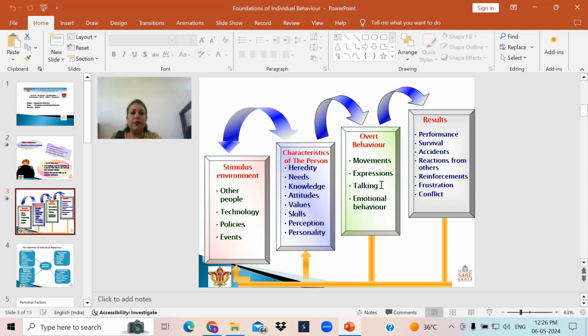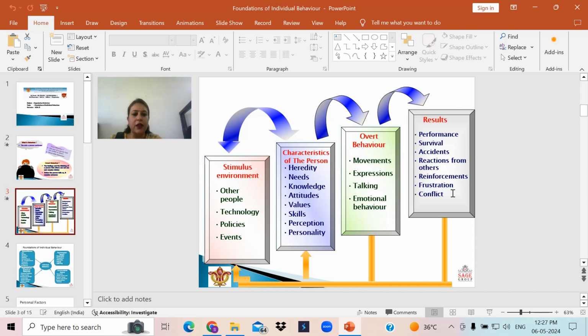Then overt behavior can be observed through their actions, their movements, their facial expressions, the way they talk, and their emotional behavior. And the results which they create can be seen through their performance, their survival, their accidents, their reactions from others, reinforcements, frustrations, and conflict. These can be the results of their behavior.